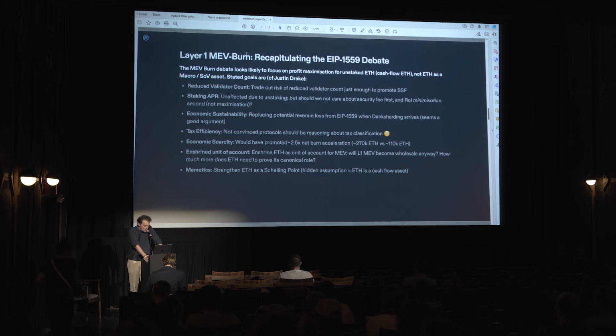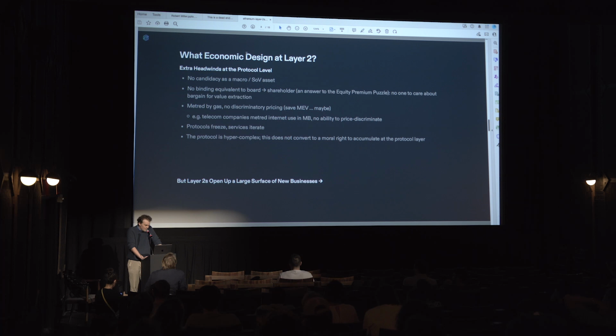There's also an argument around unit of account and memetics. I think we can skip over those, but anyway, those are the succinct arguments he's put around the MEV burn model rather than the MEV smoothing model, which I think was first proposed maybe 2 years ago. So what about economic design at the layer 2?